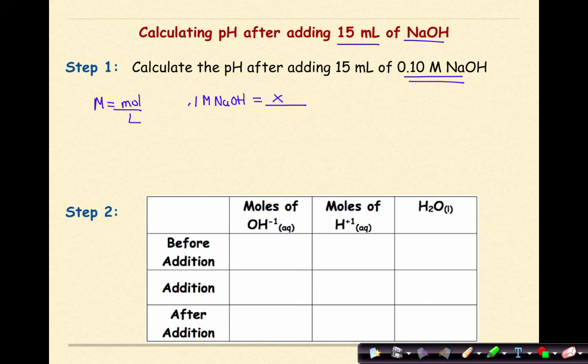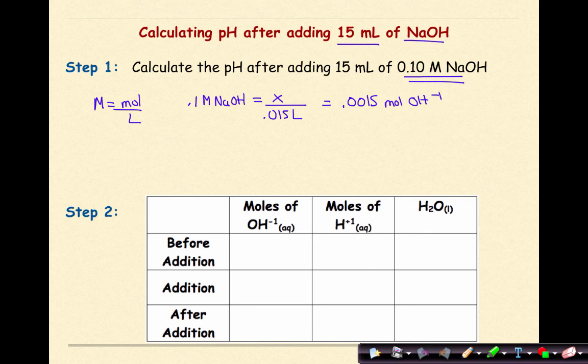My volume now has changed from 5 milliliters to 15 milliliters. So on the bottom, I'm going to put 0.015 liters. I'm going to cross multiply here, and I'm going to get 0.0015 moles of hydroxide ions.